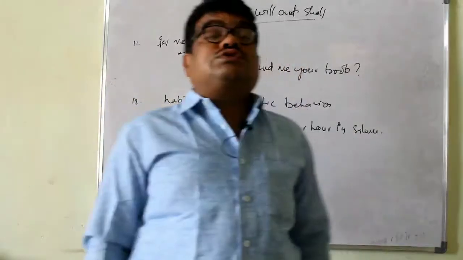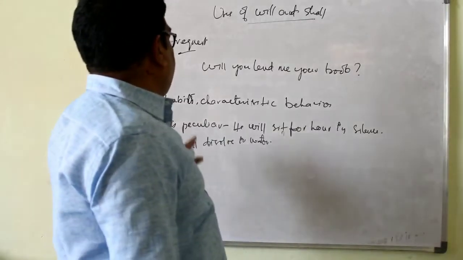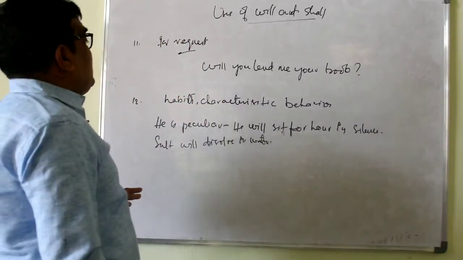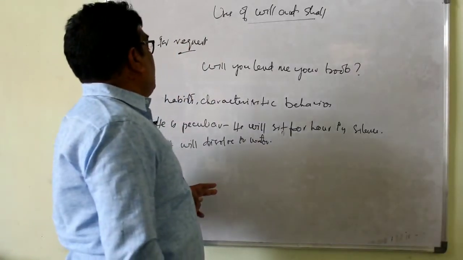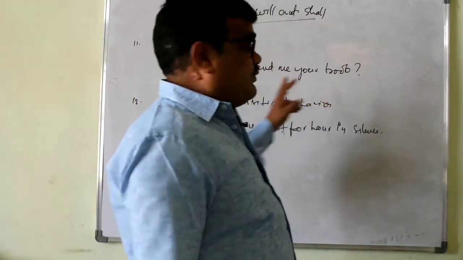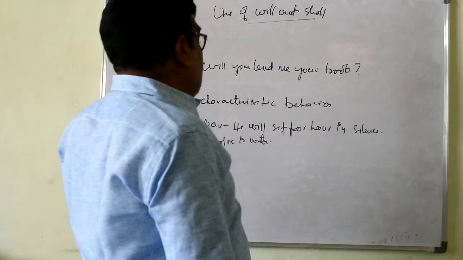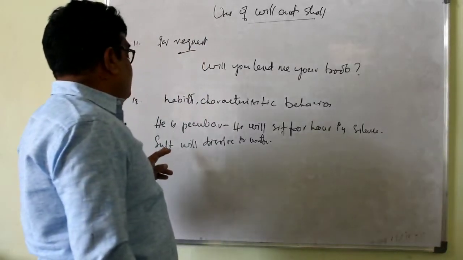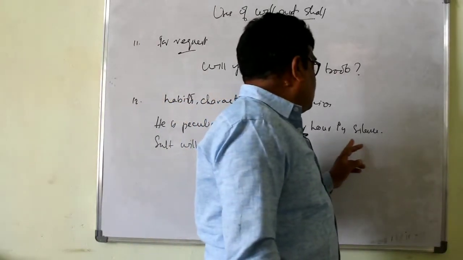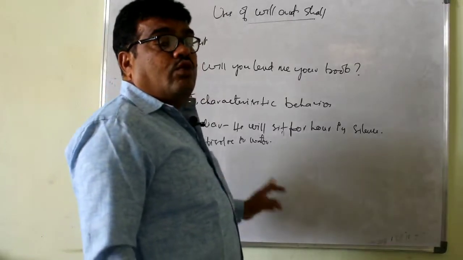Finally, will is also used for requests, and also for habits and characteristic behavior. First we will talk about request. Will you lend me your book? This is the example for that. And for habits and characteristics, you see here the example: he is peculiar, he will sit for hours in silence. Another: salt will dissolve in water.